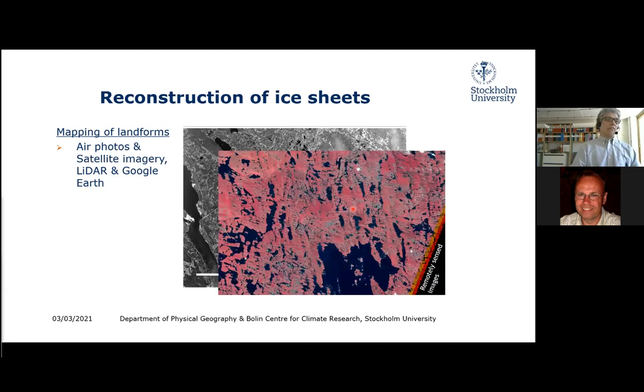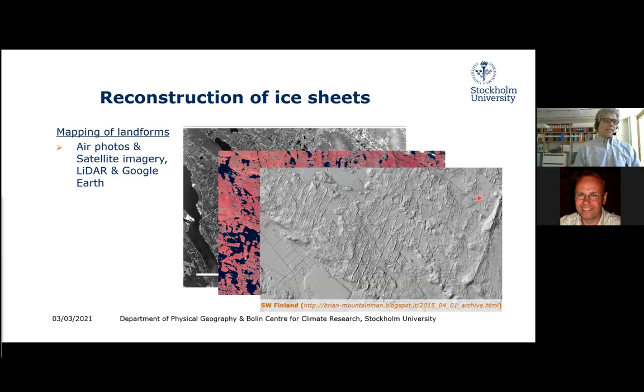So yeah, aerial photographs. Here is a remote sensing satellite image of a drumlin field. So again, you see these lines go through here everywhere. You see that rather clearly. So this is a drumlin field in Canada.